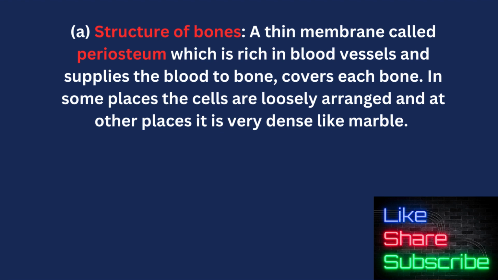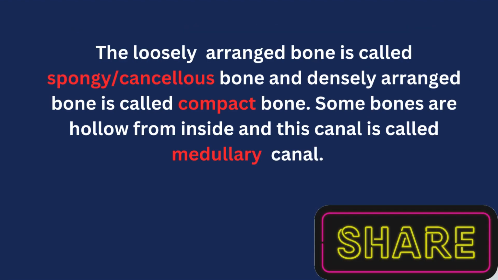A thin membrane called periosteum, which is rich in blood vessels and supplies blood to the bone, covers each bone. In some places the cells are loosely arranged and at other places it is very dense like marble. The loosely arranged bone is called spongy cancellous bone, and densely arranged bone is called compact bone. Some bones are hollow from inside, and this canal is called medullary canal.